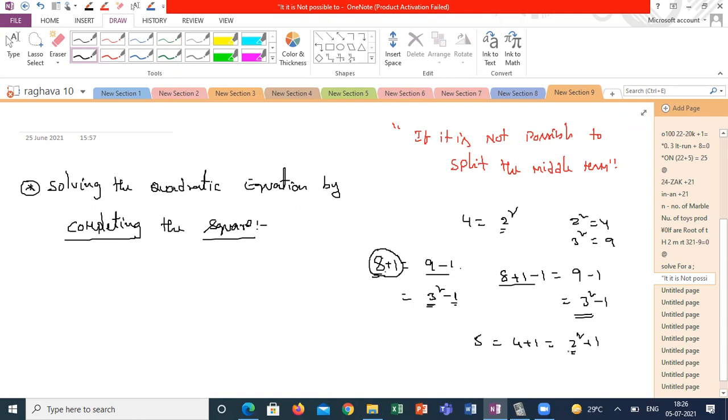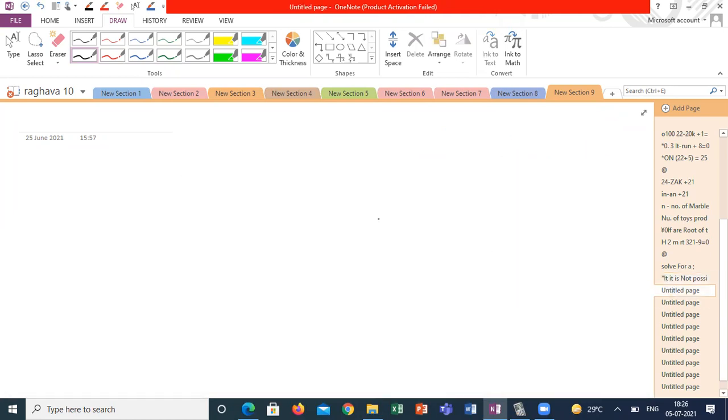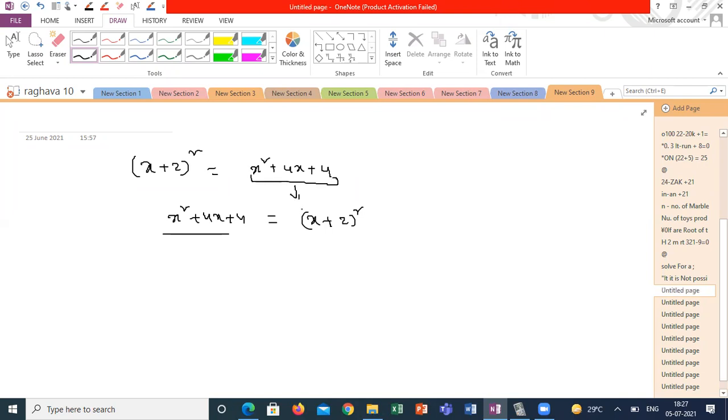Now I am asking you to apply this kind of concept to an equation. Suppose, what is the expansion of x plus 2 whole square? I can write it as x square plus 4x plus 4. Am I right, guys? Is this the right expansion? Yes, sir. Suppose I ask whether x square plus 4x plus 4 is a perfect square or not. I can say this expression can be written as x plus 2 whole square, so this expression is a perfect square.